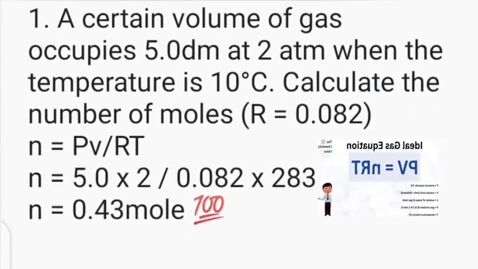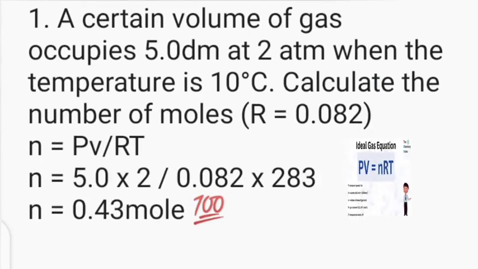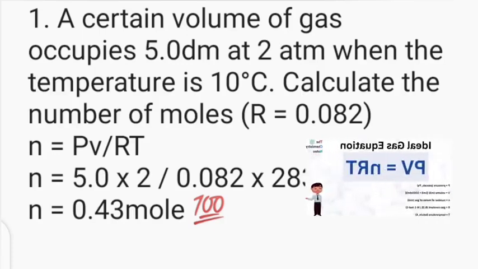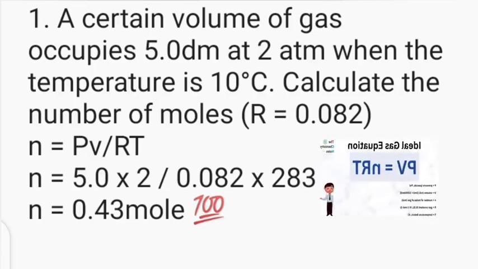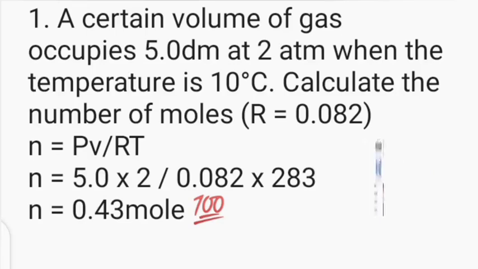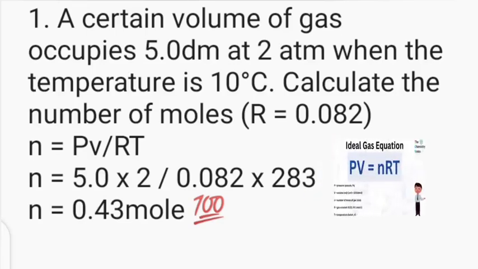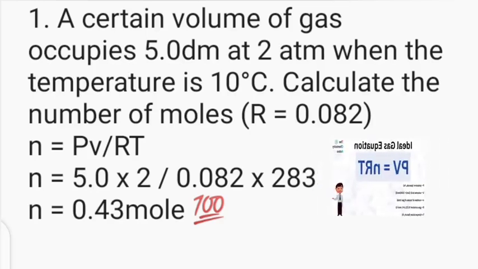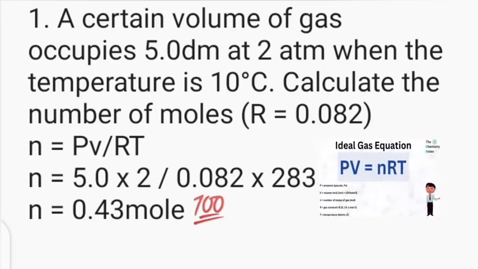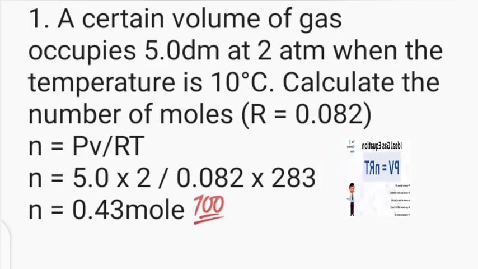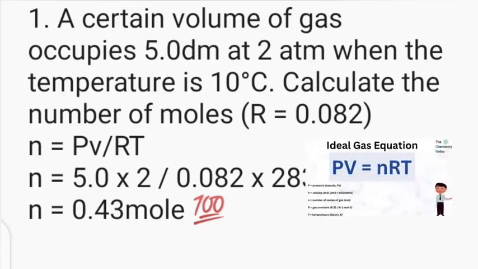Now, how do we solve equations with this? The ideal gas equation is PV equals nRT. Let's look at the first question. A certain volume of a gas occupies 5.0 dm cube at 2 atm when the temperature is 10 degrees Celsius. Calculate the number of moles, where R equals 0.082 atm dm cube. The formula is PV equals nRT, and if you make n the subject of the formula, you have n equals PV over RT.